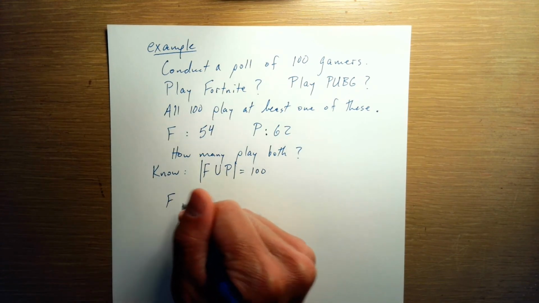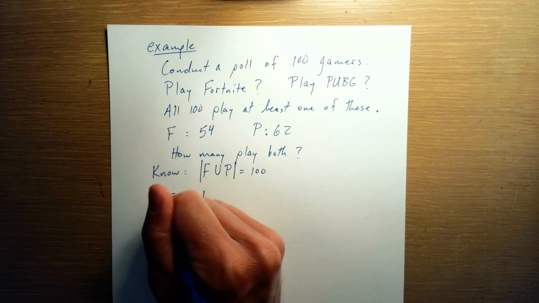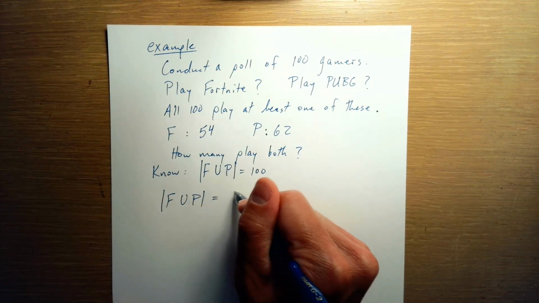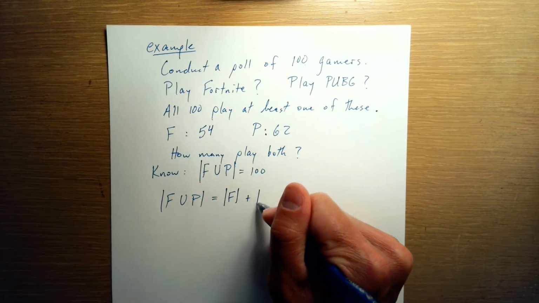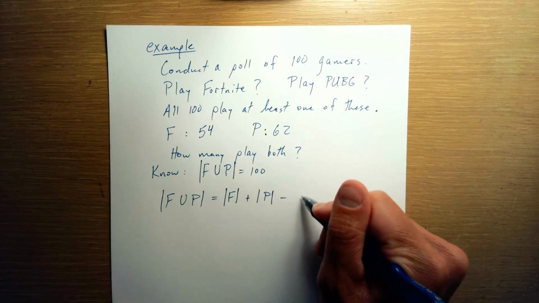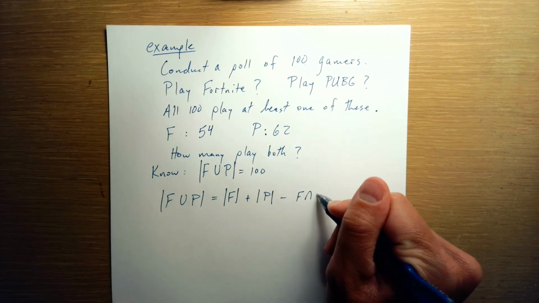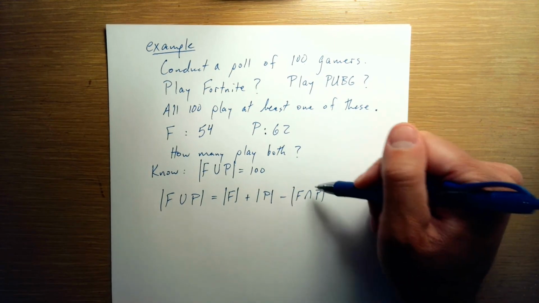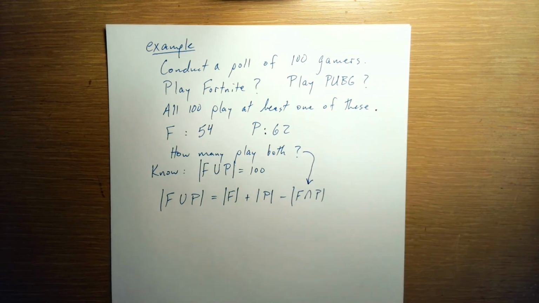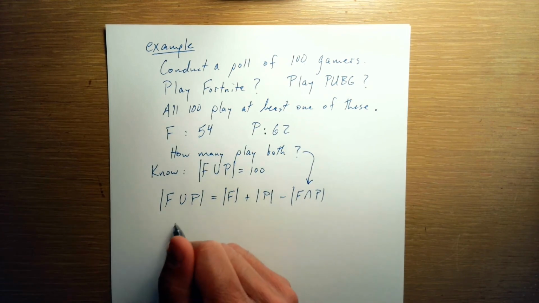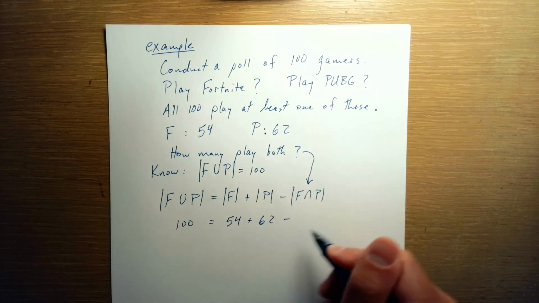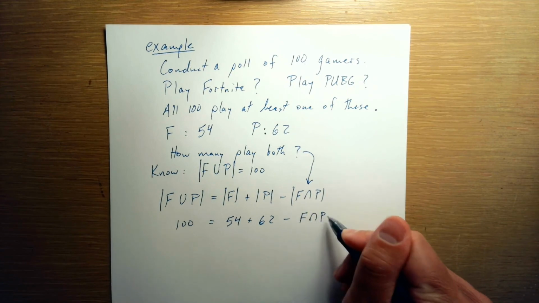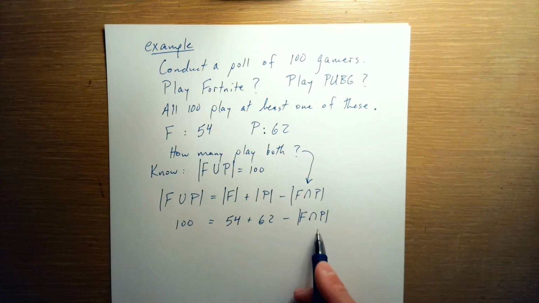And so if we use our formula, inclusion-exclusion, the cardinality of the union is the cardinality of the set of Fortnite players, plus the cardinality of the set of PUBG players, minus the cardinality of the intersection. And these are the people that play both. So that's what we want to solve for. So we just plug these things in. We have on the left 100, here's 54, here's 62, and then this, even though it doesn't look like it, that's our variable. That's what we want to solve for.